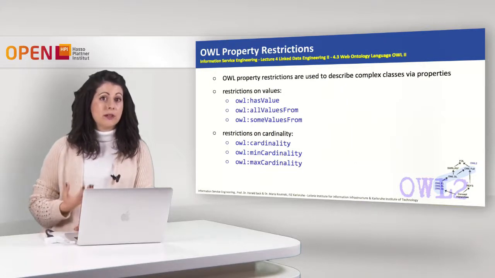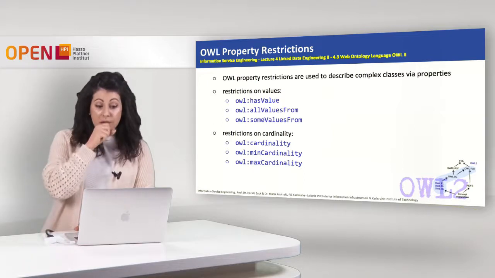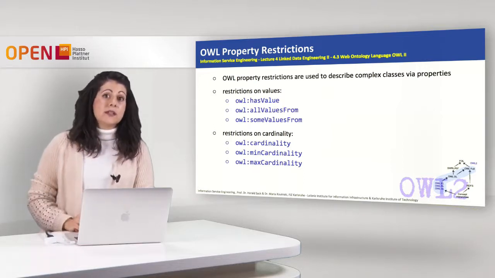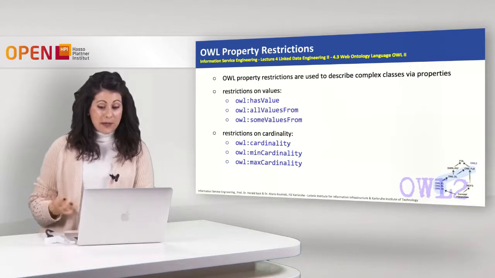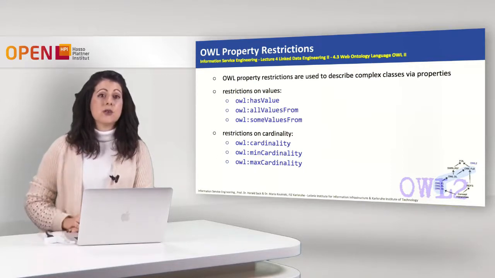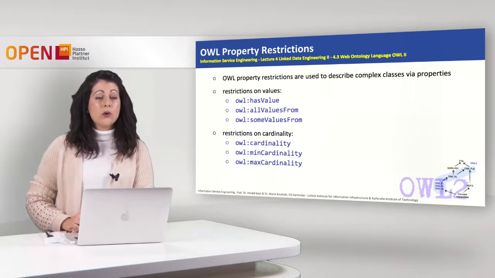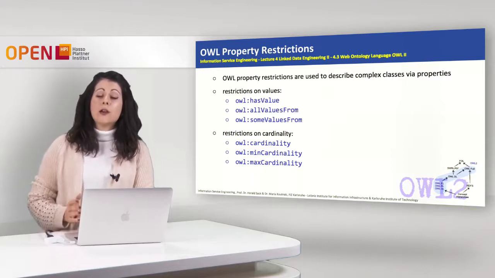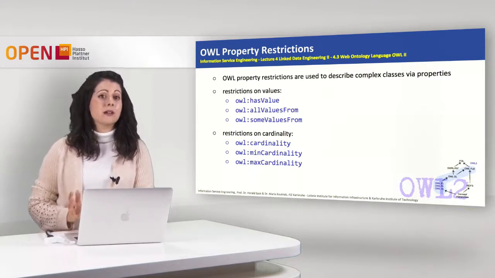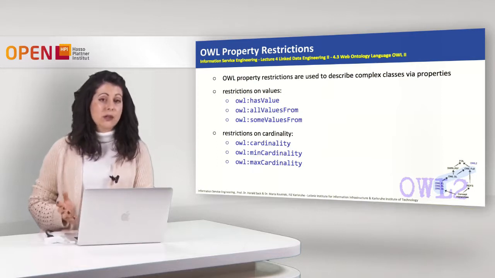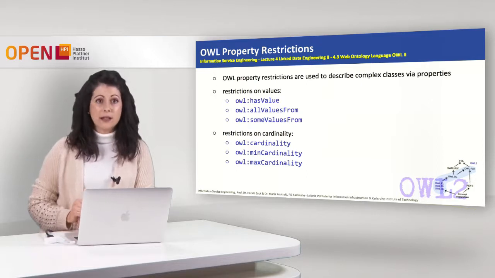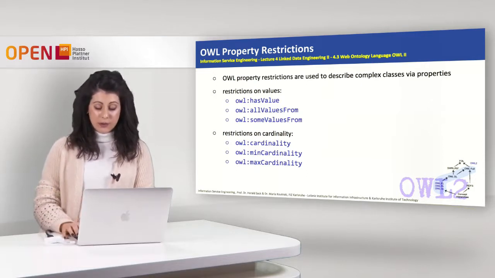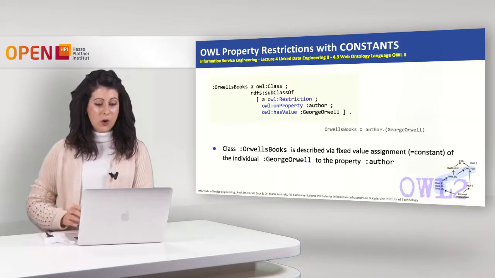And let's move to the property restrictions. So there are also OWL property restrictions used to describe a complex class. Those restrictions might be based on values, which is owl:hasValue, owl:allValuesFrom, and owl:someValuesFrom. And also we can have restrictions based on the cardinality, by using the properties owl:cardinality, owl:minCardinality, and owl:maxCardinality. And let's see examples for all of them so that we understand how they work and use them in OWL.